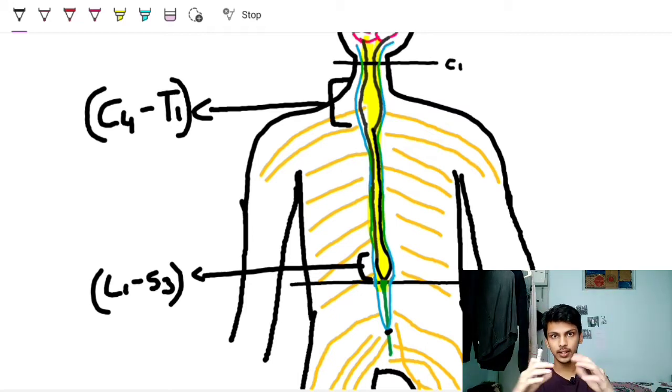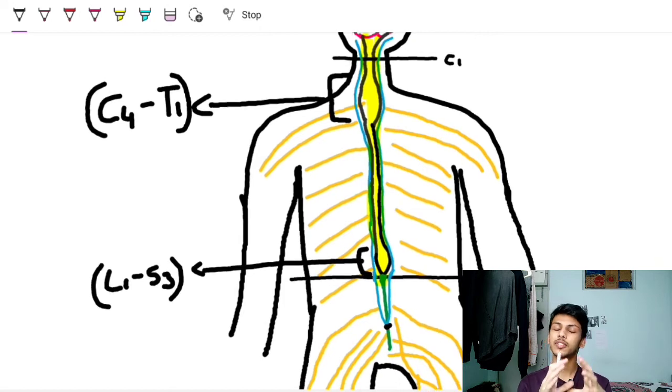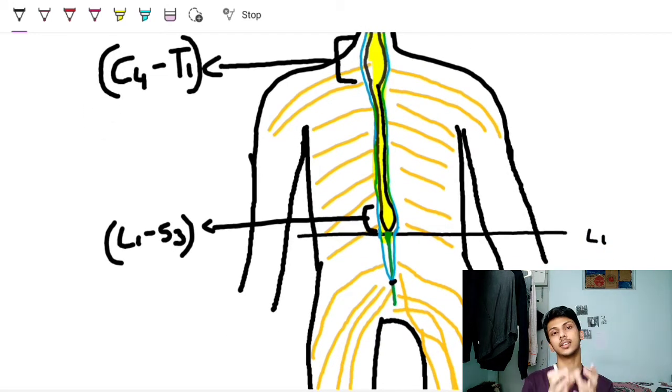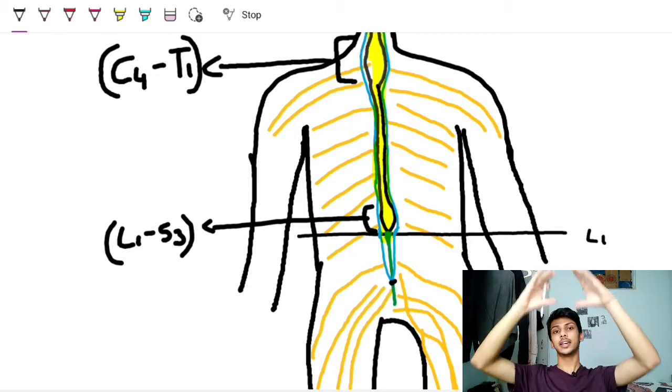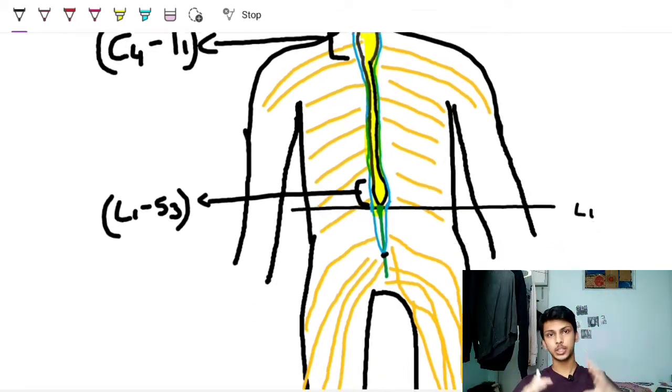Similarly, if you go a little down, there are a lot of nerves coming to innervate the lower limbs. So if many nerves are coming, there will also be an enlargement. That is from L1 to S3. So are you clear now? Extent, upper end, enlargements.